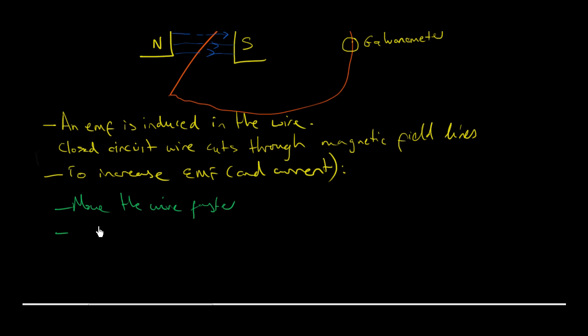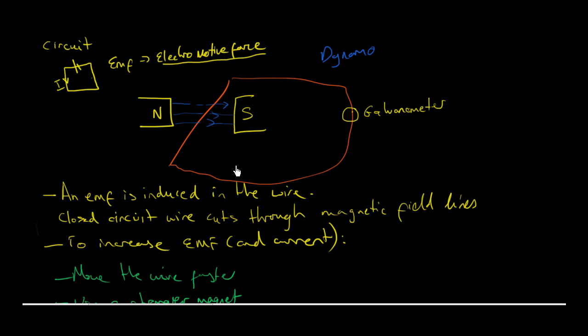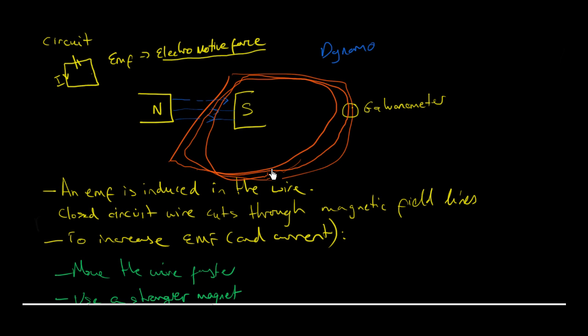The second one is to use a stronger magnet. Either of these two will produce a larger EMF. And the third one is that you can increase the length of wire in the magnetic field. So for example, here you could loop more turns of the wire. I can do it only once like that, or I can continue. If I had more wire and it was longer, then after one loop I could have another loop here, and then a third loop, and you could have as many loops as you wanted.